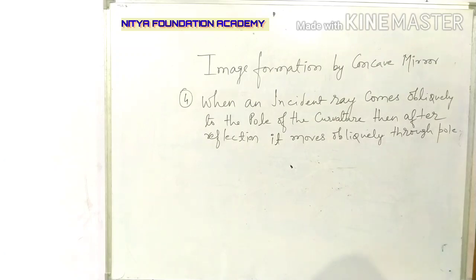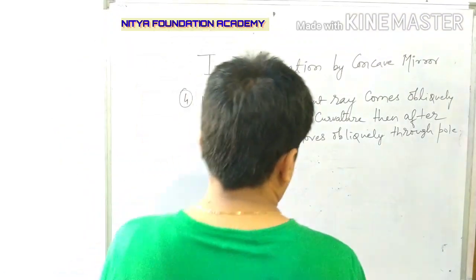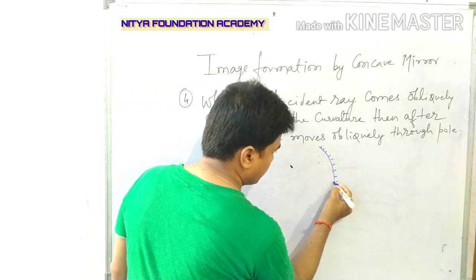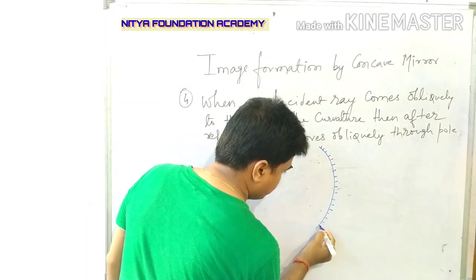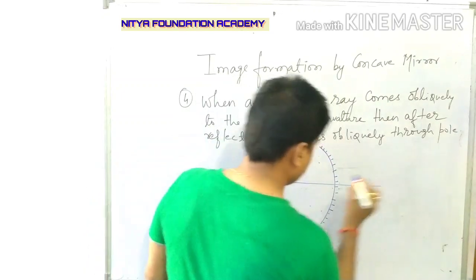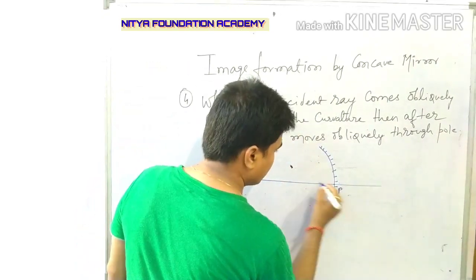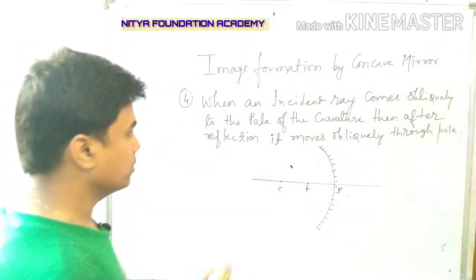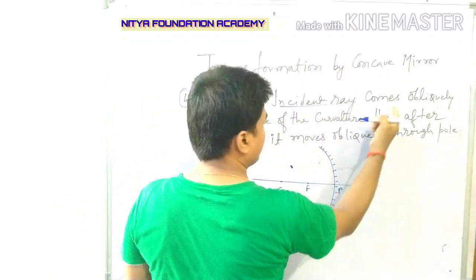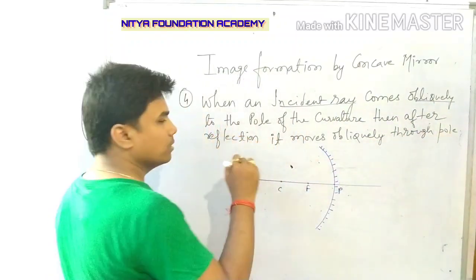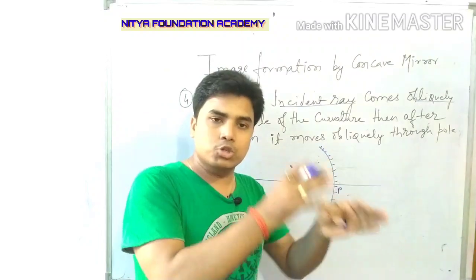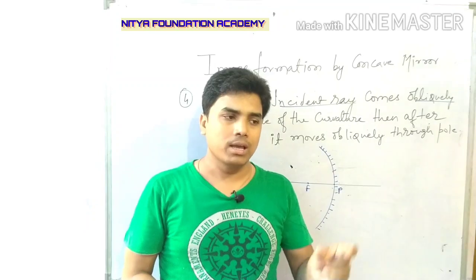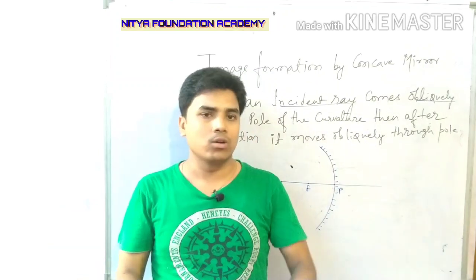So let's understand with the diagram. This is a concave mirror. This is the principal axis. This is the focus, and this is the center of curvature. Okay. So what I wrote here is that when an incident ray comes obliquely, the angle of incidence should be equal to the angle of reflection. You know very well what the laws of reflection are. You know very well that the angle of incidence is always equal to the angle of reflection students.